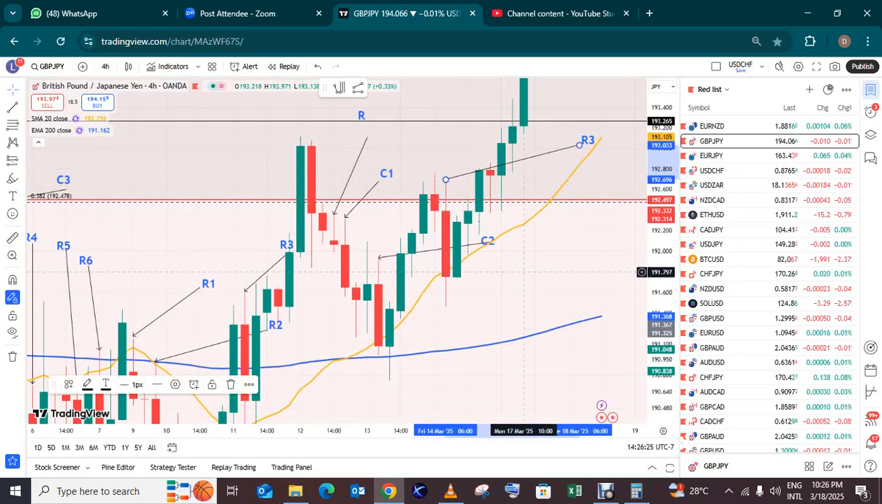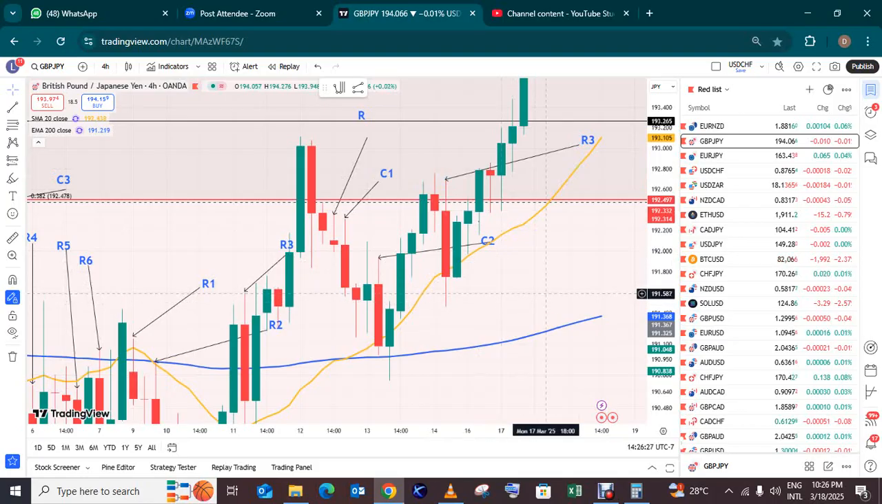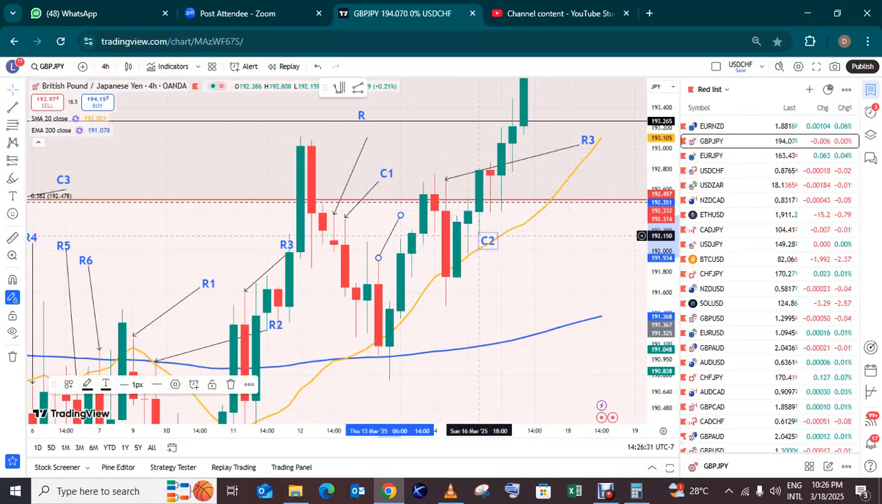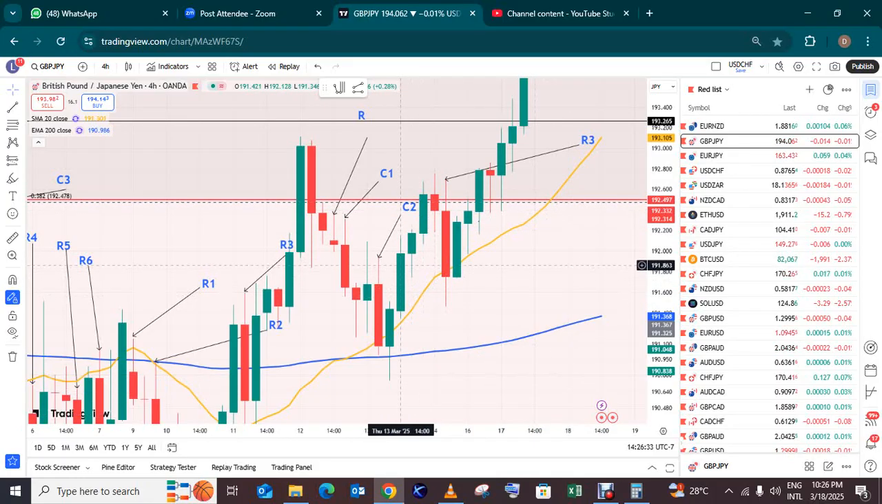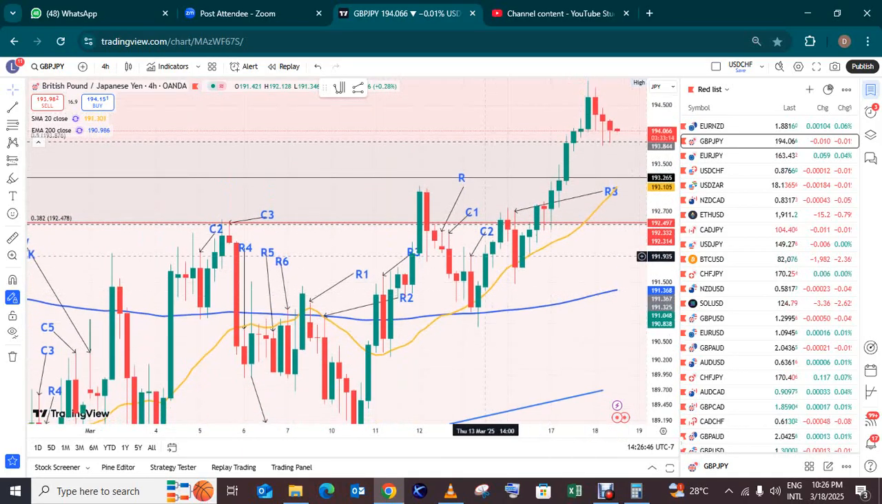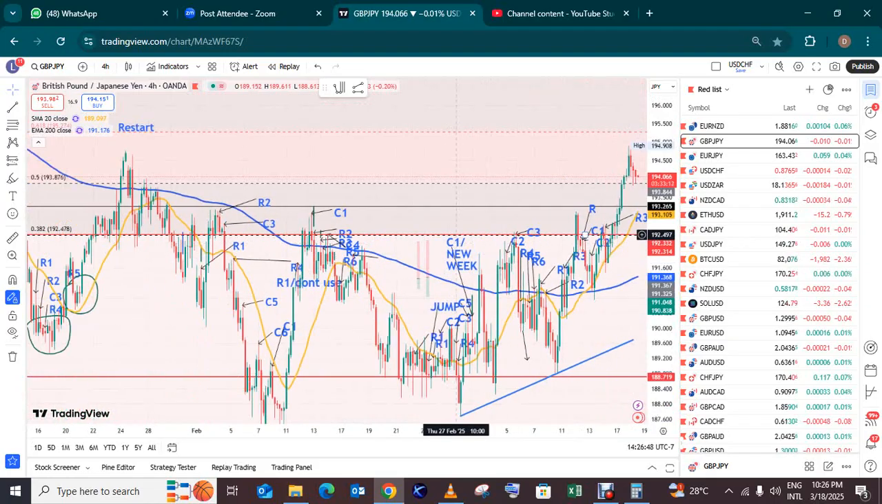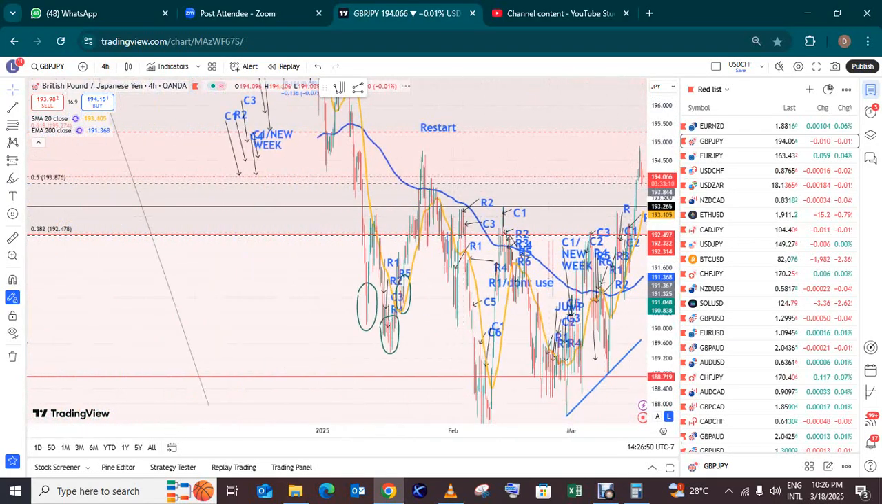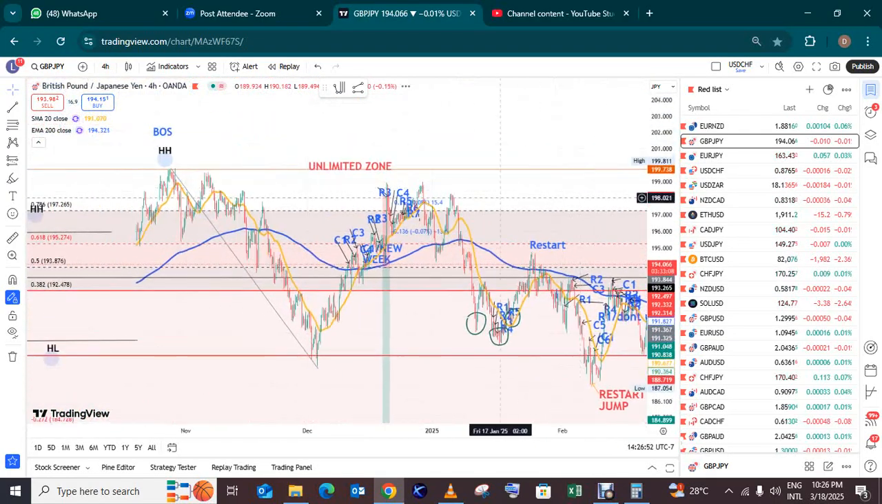Now I'm going to explain to us what happened. Now you can see clearly, right? We had a C1 and a C2. The C1 gave us a wick. And also, before I start, the GJ, the GBPJPY had the same scenario as the EURJPY. It was an uptrend market as well.